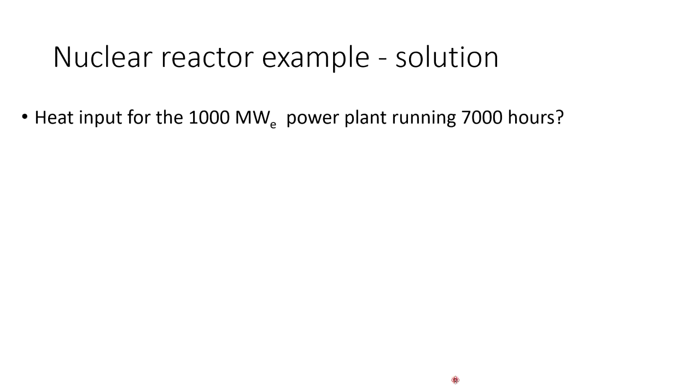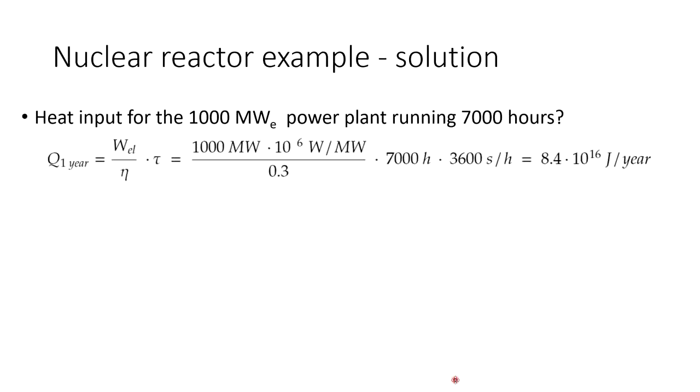First, we will get the heat input required throughout the year. So the heat input for the plant running for 7,000 hours is the electrical work divided by the efficiency of conversion, multiplied by the period of operation. So we get 8.4 times 10^16 joules per year.